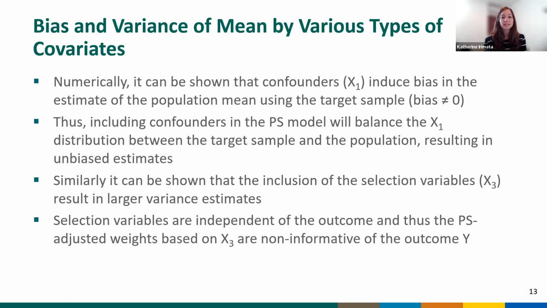And so in that case, we'll need to balance the distribution of the confounders, our X1 variables, between the target sample and the population in order to have unbiased estimates.